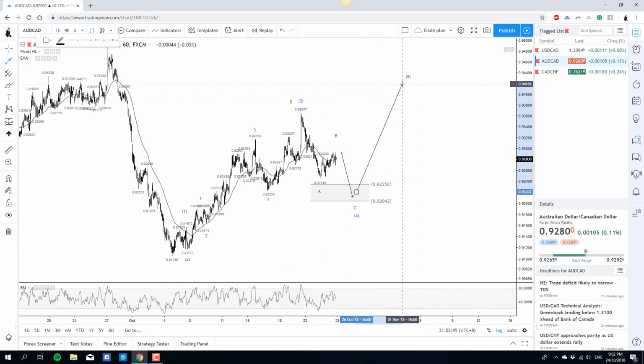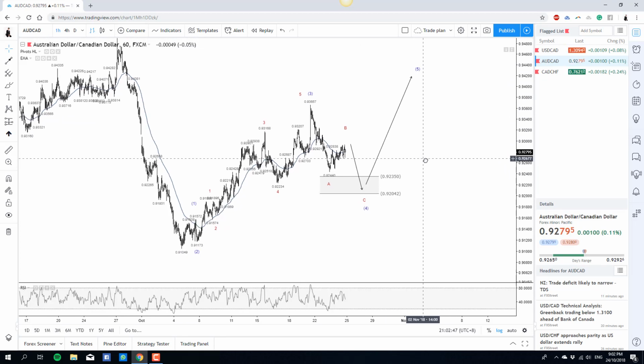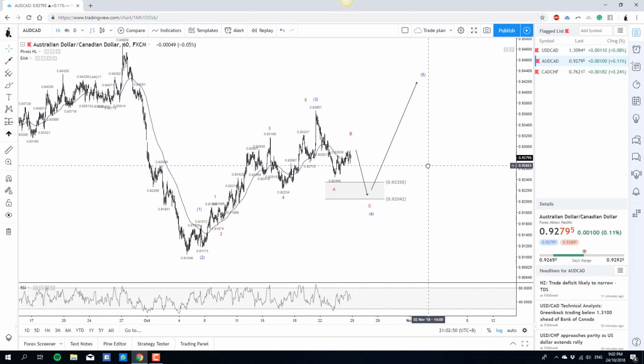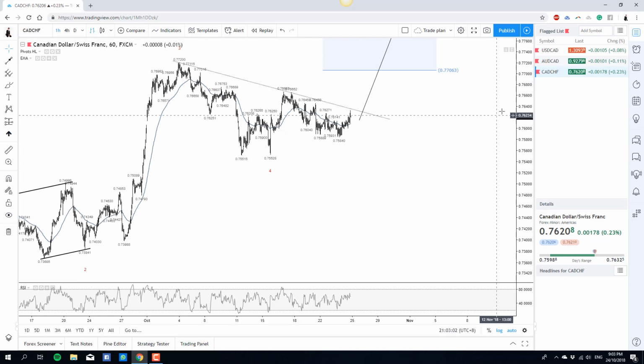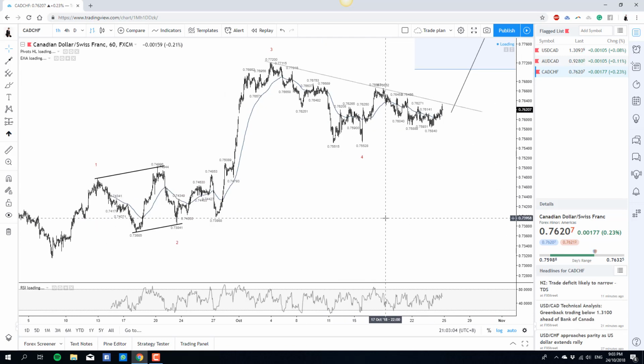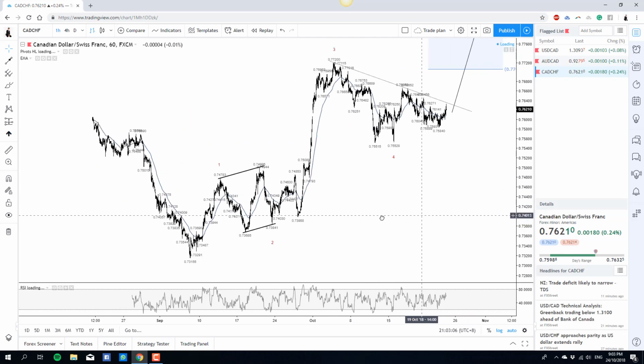But overall for the Aussie Canadian, the overall potential bias and direction, I would say, is to the upside. But of course, moving into this particular news event, the BOC rate statement, we might see this move happening. In other words, looking at the Aussie Canadian, we'll be expecting the Canadian dollar to strengthen relatively more than the Aussie. The next one is the Canadian Swiss franc.